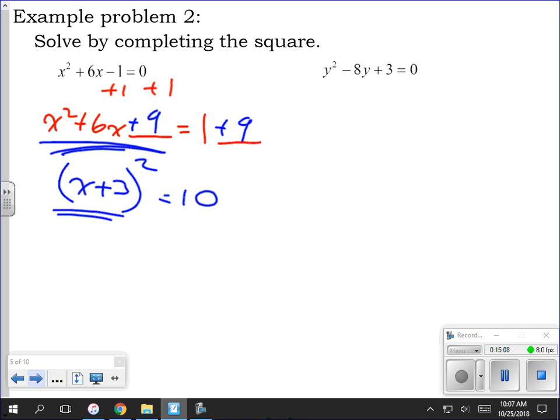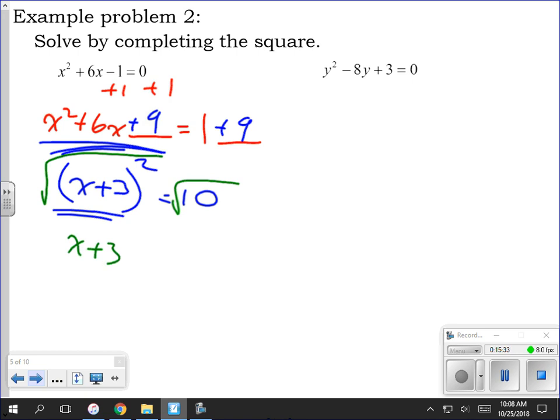Now I have a perfect square equal to a number. This is just like the problems we started with. Well, not just like, but it's at the same step. Something squared equals a number. How do I get rid of the square part? How do I get rid of this? I square root both sides. The square root of a square is just whatever I'm squaring.